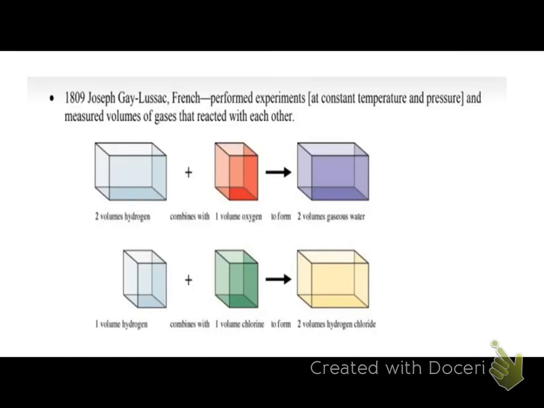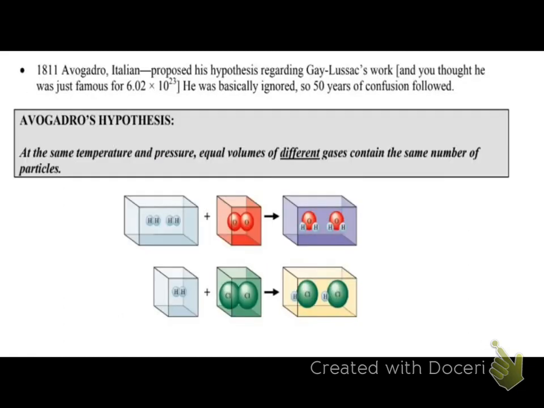Here is Joseph Gay-Lussac. He was a Frenchman very instrumental in early atomic theory. He was the first one to do experiments with gases, and he found that specific amounts of gases reacted with each other. He found that 2 volumes of hydrogen and 1 volume of oxygen gave 2 volumes of water. Okay, and he was the first one to discover that. Avogadro took that principle a little bit further, and that's where we got Avogadro's hypothesis. At the same temperature and pressure, equal volumes of different gases contain the same number of particles.